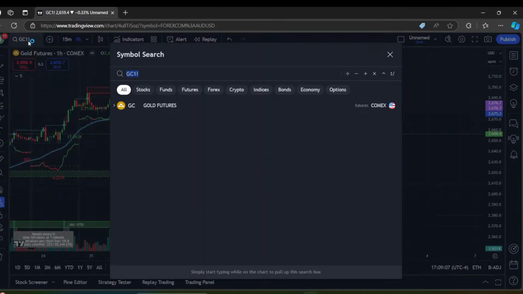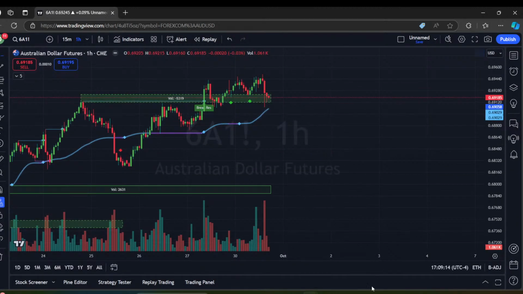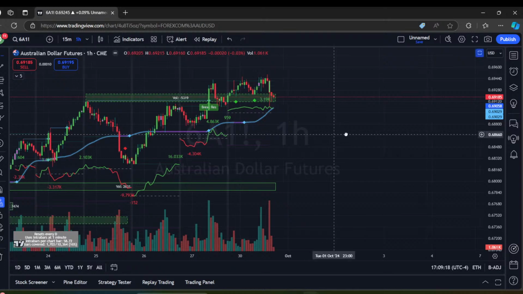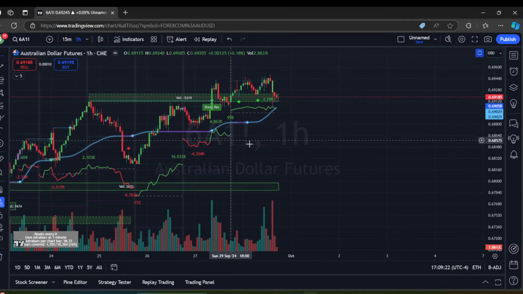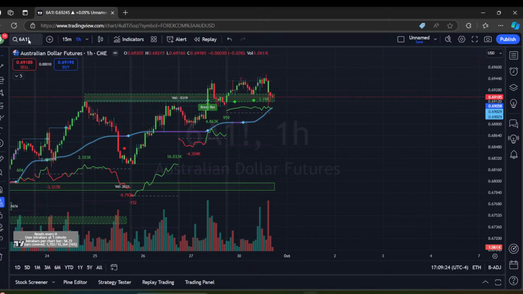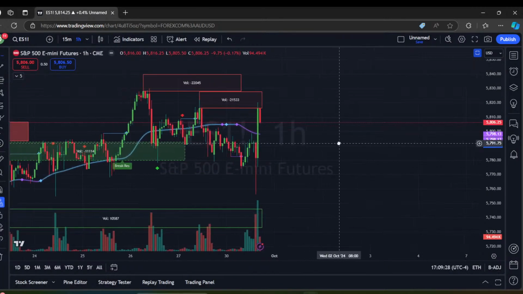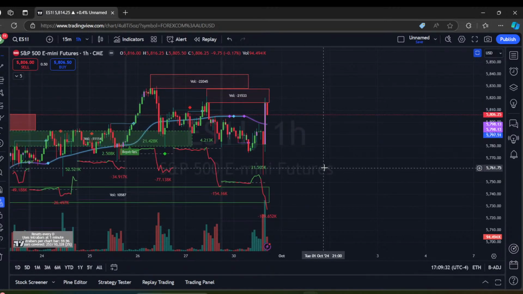So gold, what do we got out? Australian dollar futures, you could trade with this. Basically anything with level 2 data. So my strategy, if we go back to ES futures, imagine trading Bitcoin futures with automated software. That'd be kind of wild. Alright, let's go back to ES.